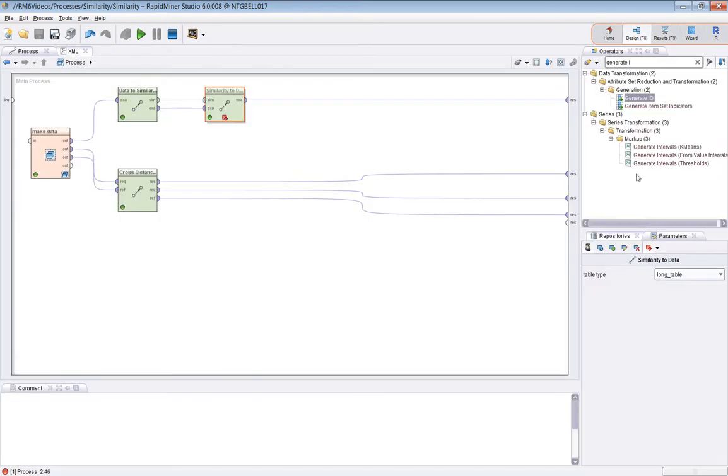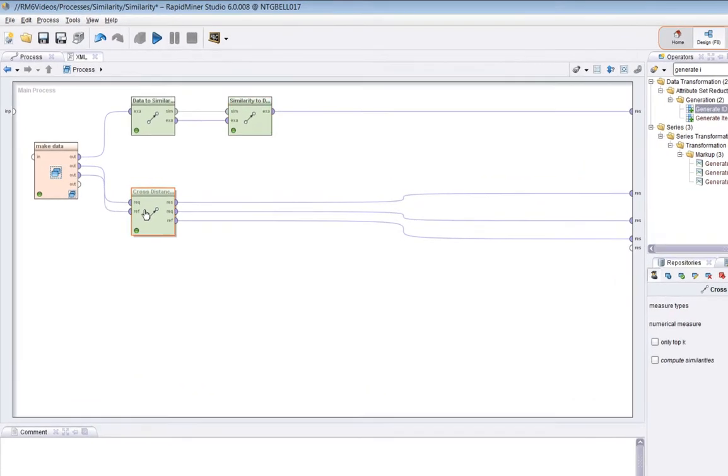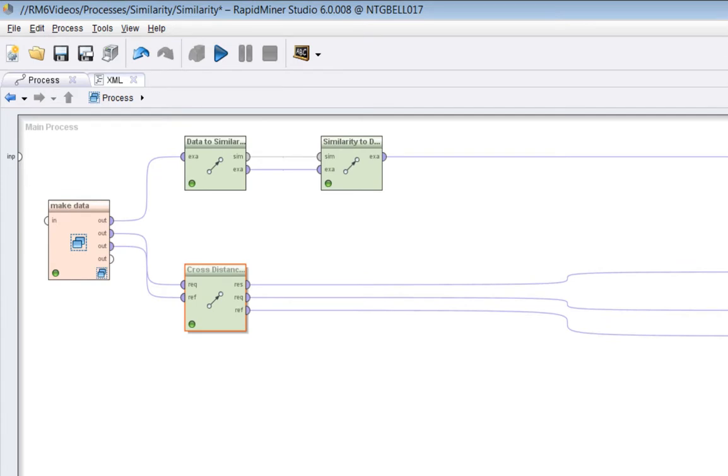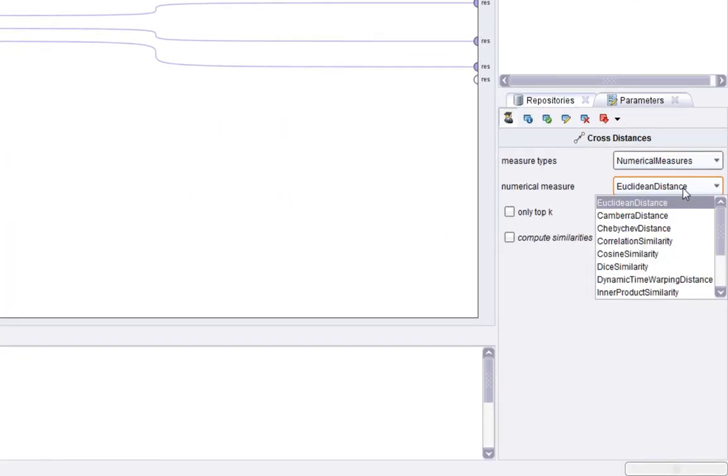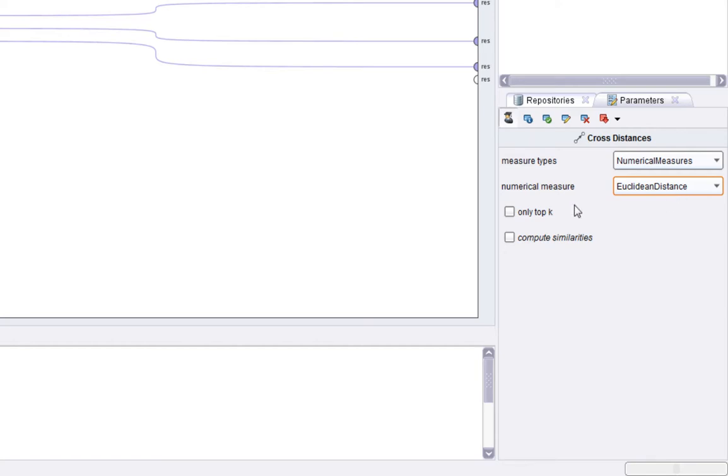Okay, so finally, let's go back to the process. Now we're going to do cross distances. The cross distances operator takes 2 example sets. It labels them request and reference. Again, it needs a distance measure. I'm just going to pick Euclidean distance. It also has top k and compute similarities. I'm not going to use them. I'll briefly explain what they do.